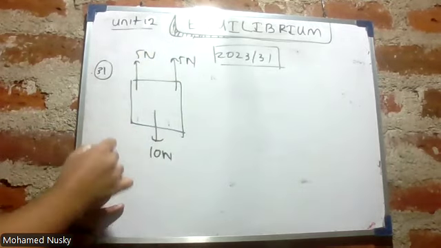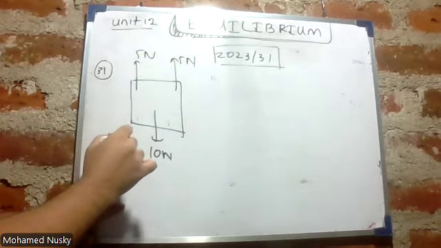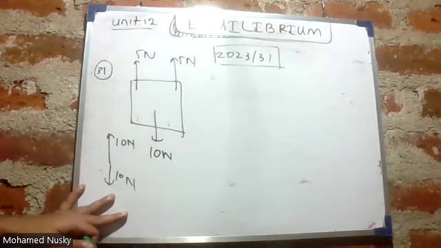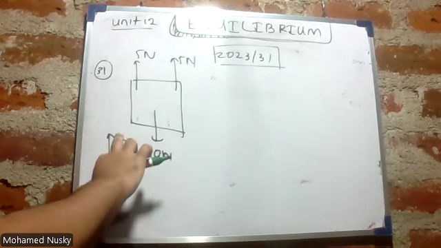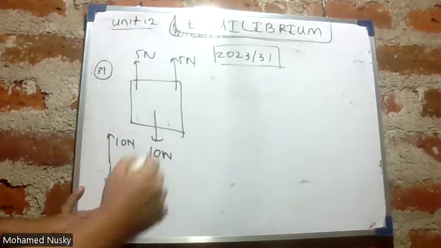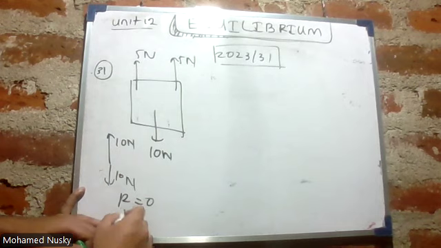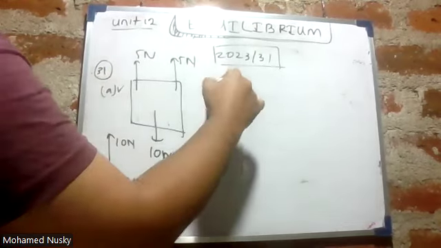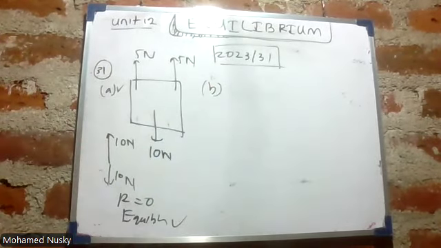Here you can see 5 Newton, 5 Newton, 10 Newton in the upward direction, and 10 Newton in the downward direction. They are opposite in direction and equal in magnitude. So the resultant force is 0. Therefore, this is in equilibrium. Therefore, A will be correct. B is also correct.